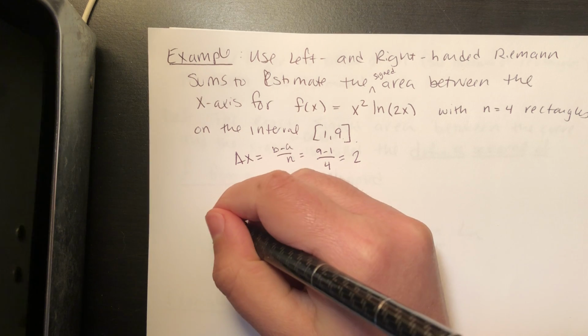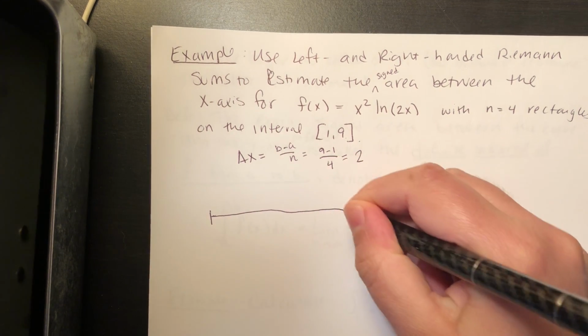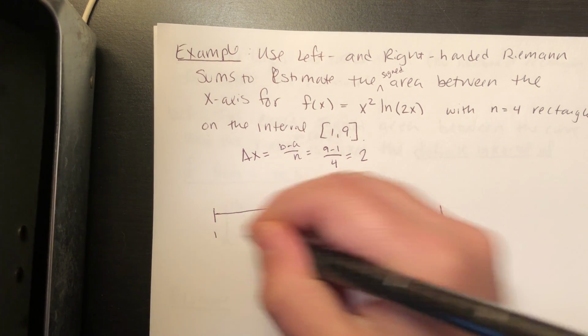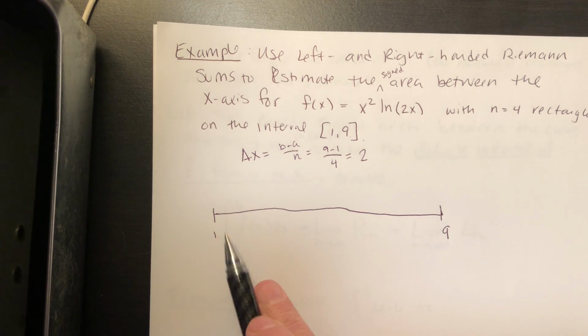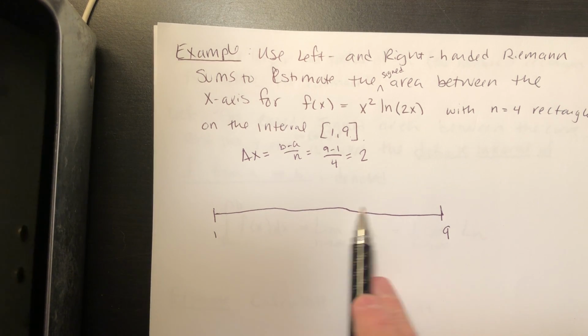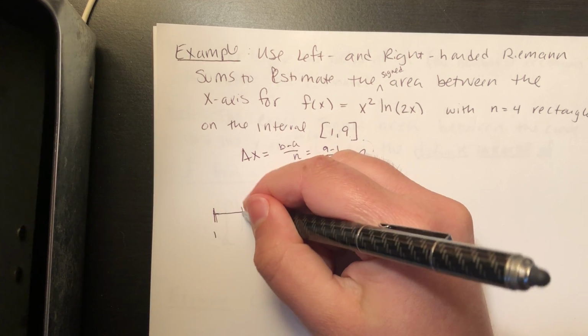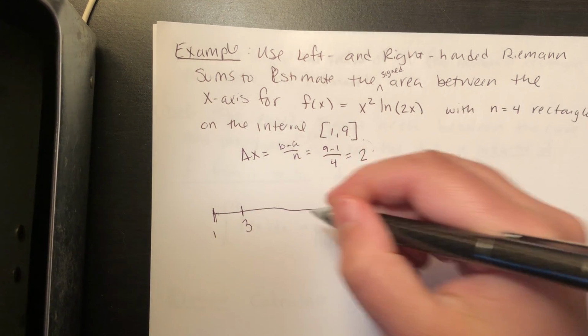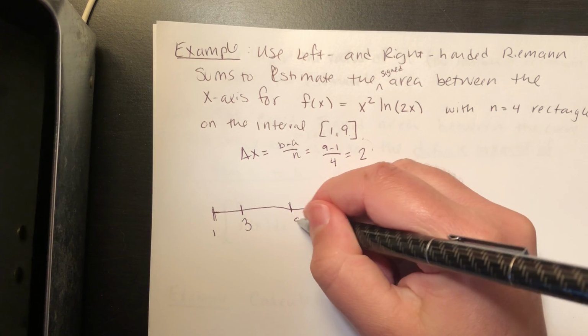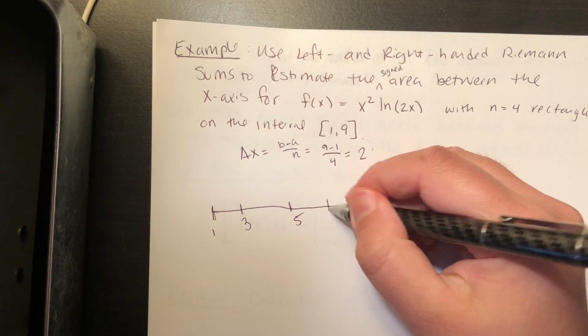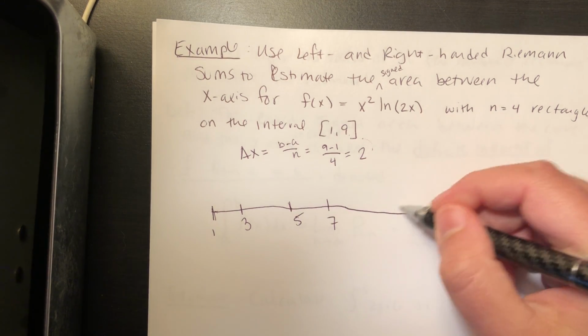So I can take my interval from 1 to 9, and I'm going to break it up into subintervals of length 2. So from 1, if I add 2, I'd get up to 3. Add 2 again, and I'll get up to 5. Add 2 again, and I'll get up to 7. I did a terrible job of drawing this.